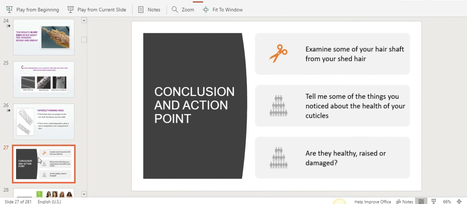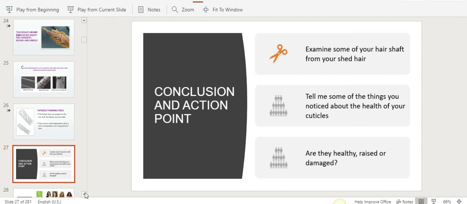Does it feel smooth? Does it feel rough? If it feels smooth, it's probably because your cuticles are arranged nicely and your hair is healthy. If it feels rough and it just doesn't feel nice, it means that your cuticles are probably raised or damaged. So let me know what the health of your hair is, and if your hair is currently going through a significant or severe level of cuticle degradation. Let me know in the comment section below.